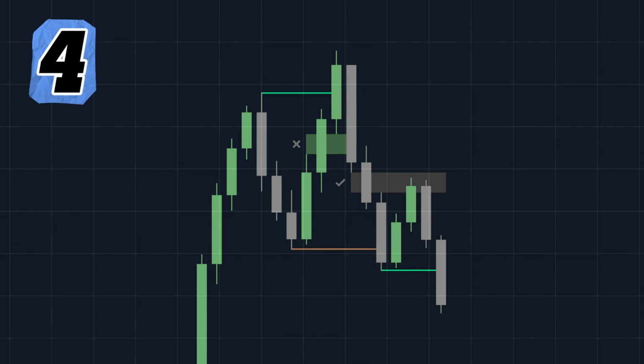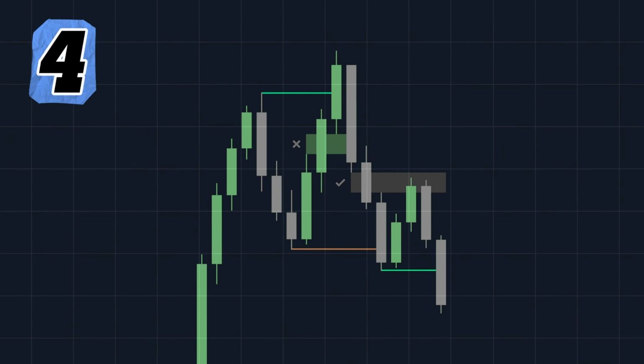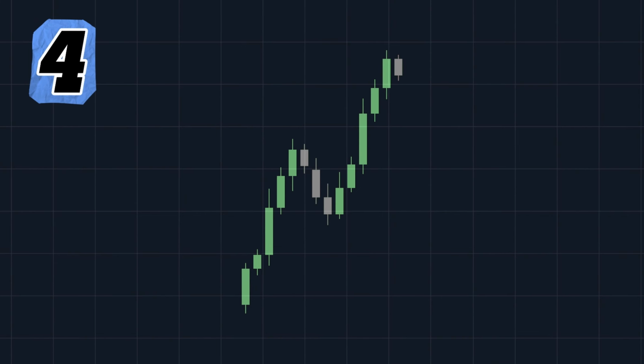Instead, we should be looking at how the market structure forms, and then look for entries when it has shown a clear directional bias. Which moves us on to the next step.